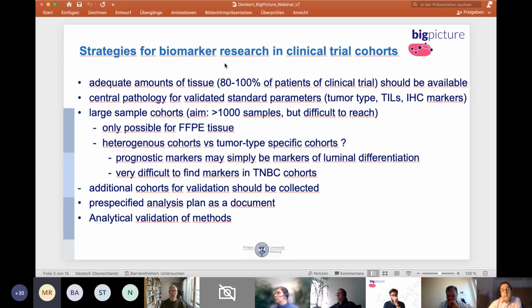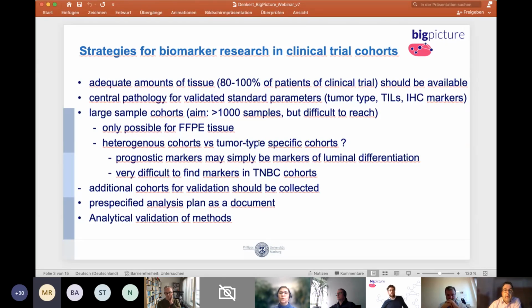A very important step to achieve those high numbers is to introduce a central pathology, so that each breast cancer biopsy, in this case, is sent to a central pathology lab to validate the standard parameters such as tumor type, immune cells, and immunohistochemical markers, and then the tissue is stored in a biorepository. Those large sample cohorts are basically only possible for FFPE tissue. It's very difficult for frozen tissue, at least in a multi-center setting.